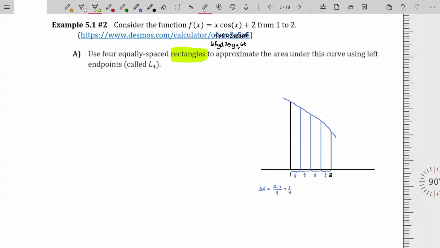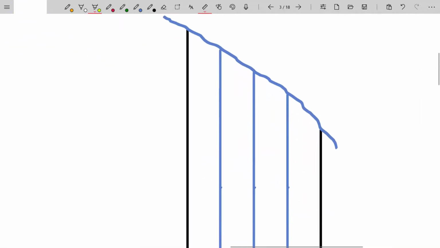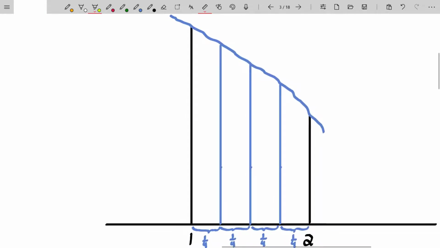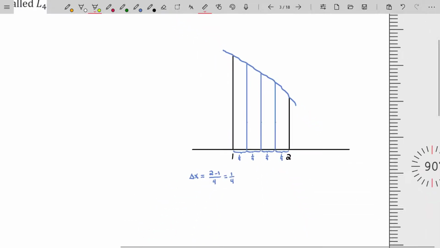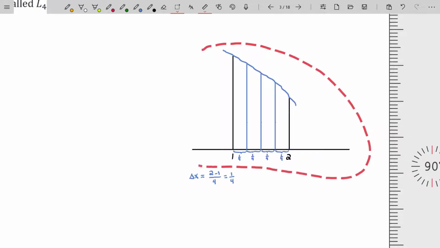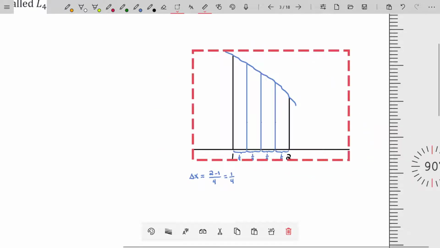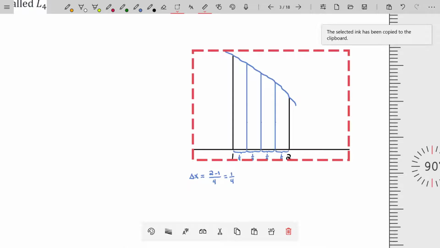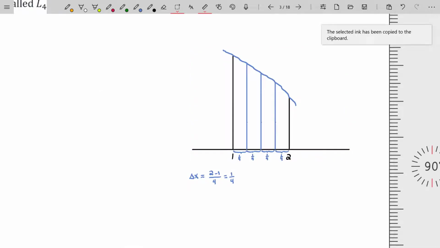Well, they say use the left endpoints. What does that mean? It means in each sub-interval here, I'm going to use the height at the left endpoint to determine the height of the rectangle. And because I want to use this for future computations, I'm going to copy this so that I can use it later on. So I've copied that. Now I'm just off to the races.